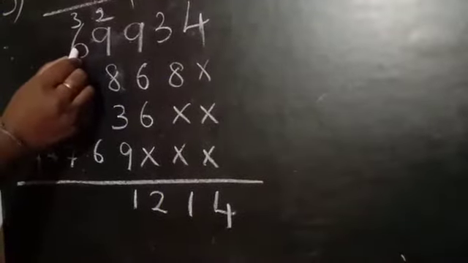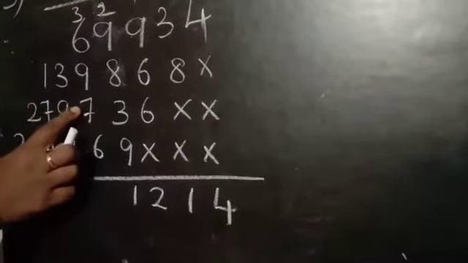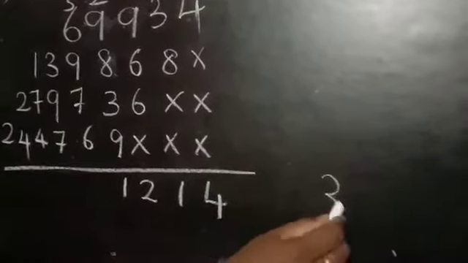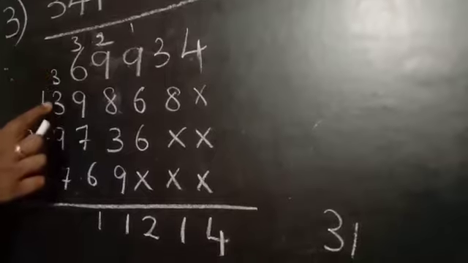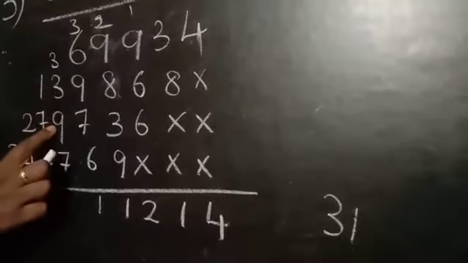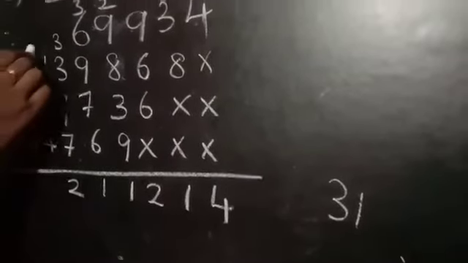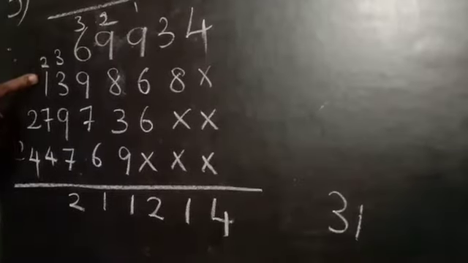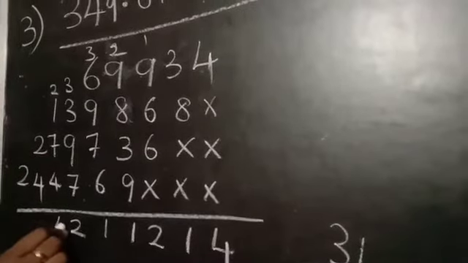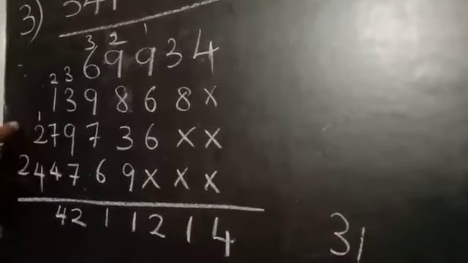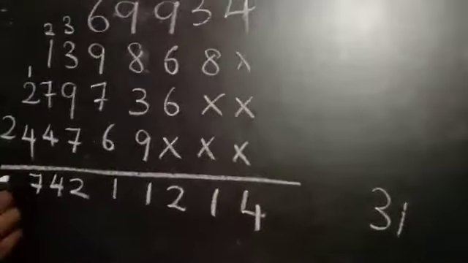3 plus 6 is 9, 9 plus 9 is 18, 18 plus 7 is 25, 25 plus 6 is 31. 1 should be written here, this 3 should be carried here. 3 plus 3 is 6, 6 plus 9 is 15, 15 plus 7 is 22. 2 should be written here, 2 should be carried out here. 2 plus 1 is 3, 3 plus 7 is 10, 10 plus 4 is 14. 4 should be written here, 1 should be carried. 1 plus 2 is 3, 3 plus 4 is 7. This 2 should be written as it is.